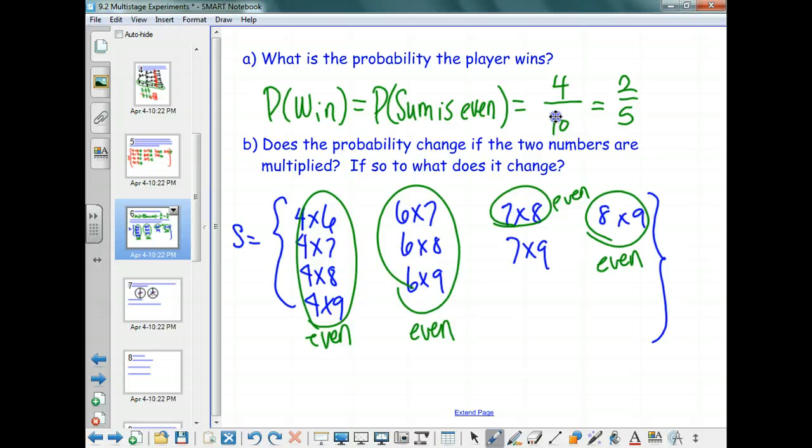Yeah. One of the multiples, right? One of the numbers that's being multiplied is an even number. So I'm going to get an even result. So, does the probability change if the numbers are multiplied?